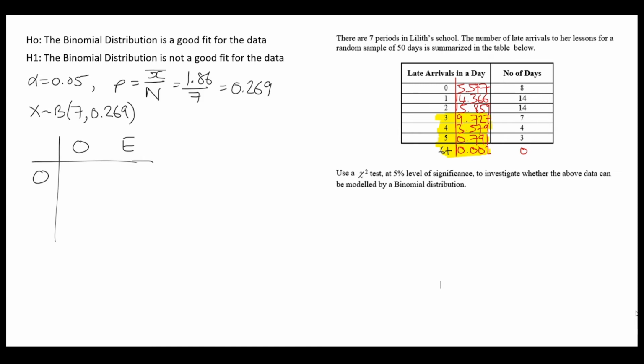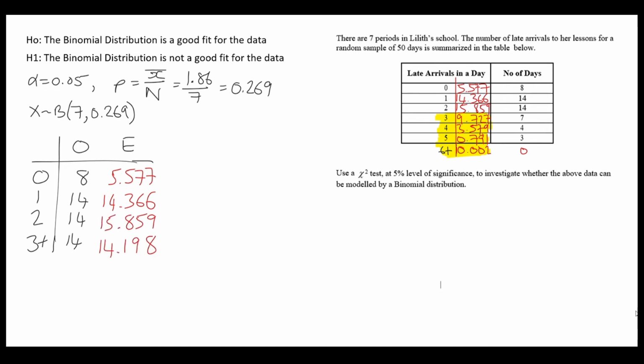So I'm just going to draw a table to summarize these outcomes. I have 0, 1, 2, and 3 plus, 3 or more. The observed values, 7, 4, and 3 are going to be merged together to get 14. And these highlighted expected values, when we merge those together, we get 14.198. Okay. Now we're ready to calculate the test statistic, but before I have that, I would like to get the critical value so I can make an immediate comparison.